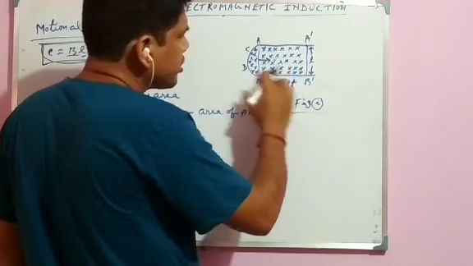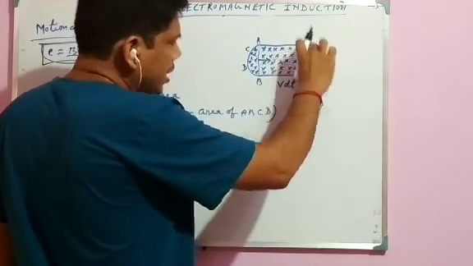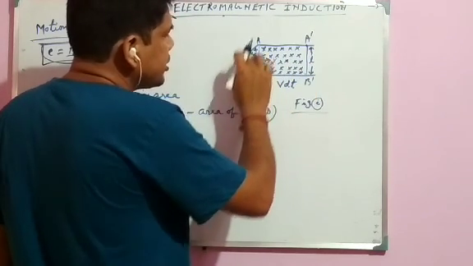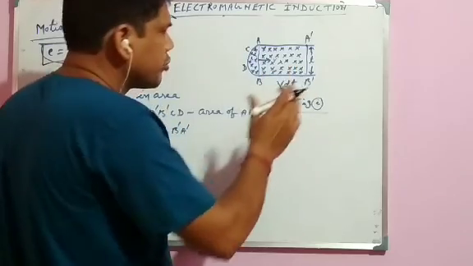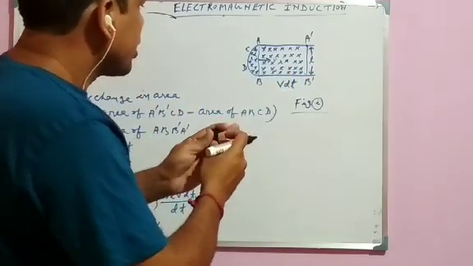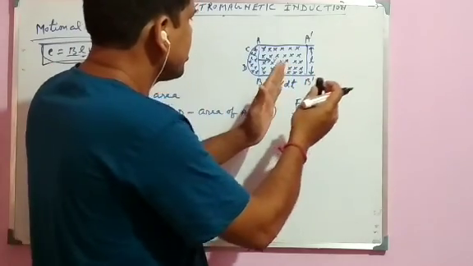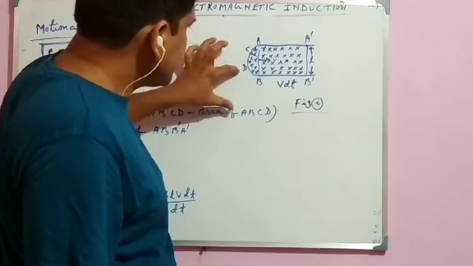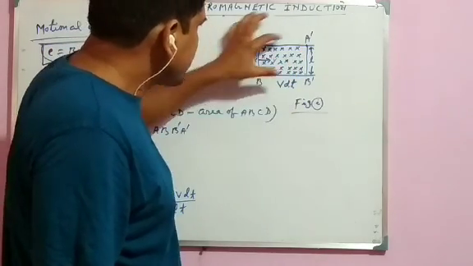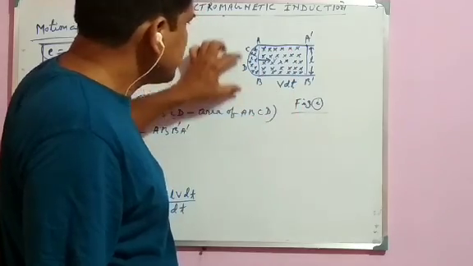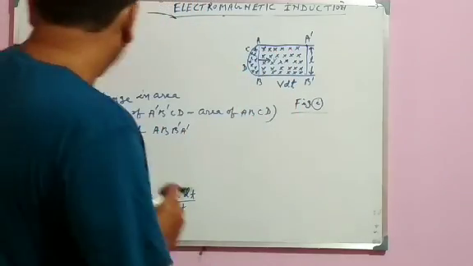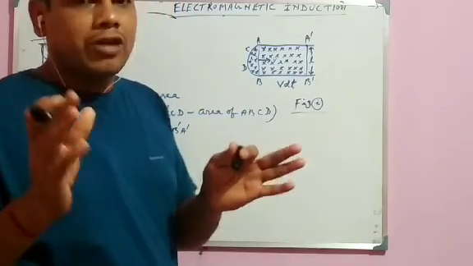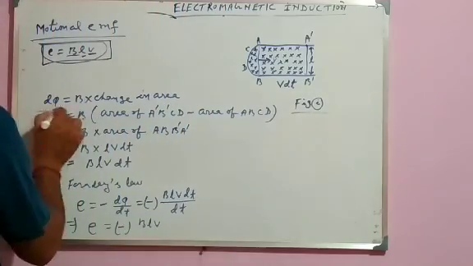So the area formed by this L length conductor will be A dash B dash CD, this much. So here, with respect to time, the area changes. Before dt time the area is ABCD. After dt time the area becomes A dash B dash CD, this much area. Let the change of flux within this time be denoted by d phi.